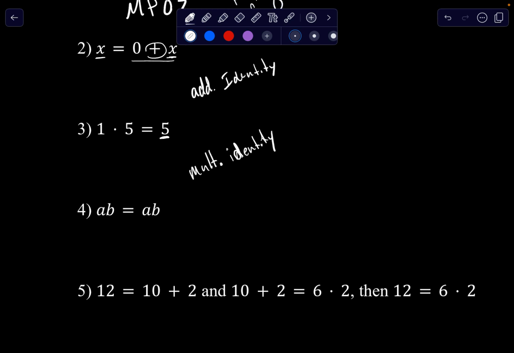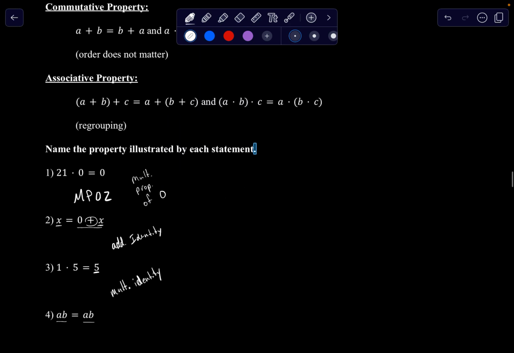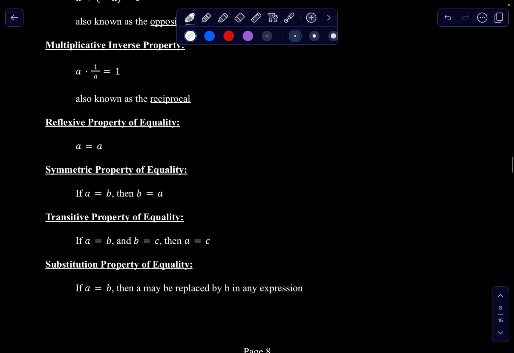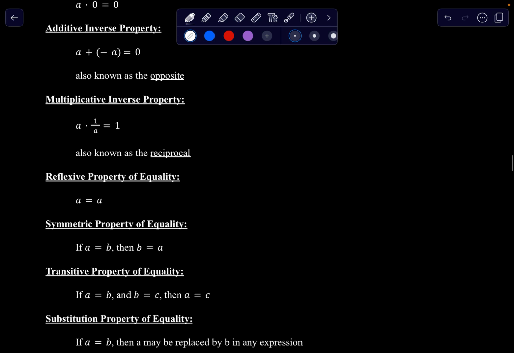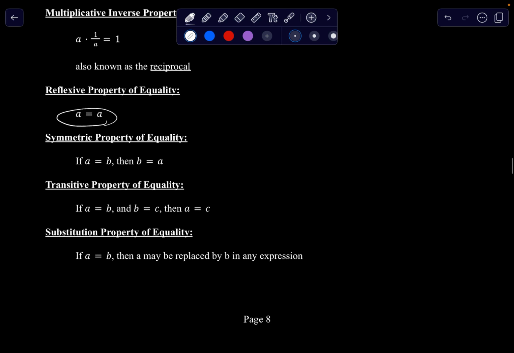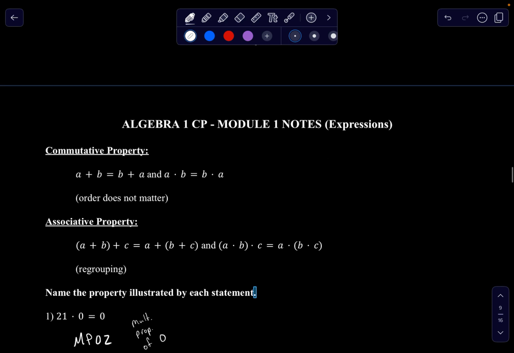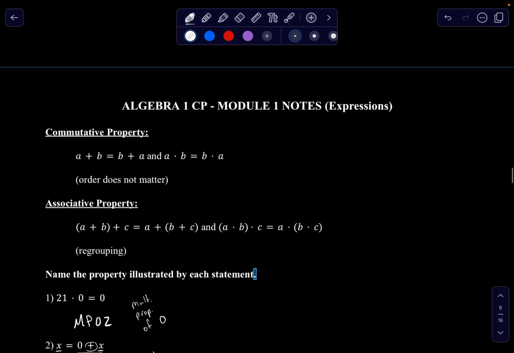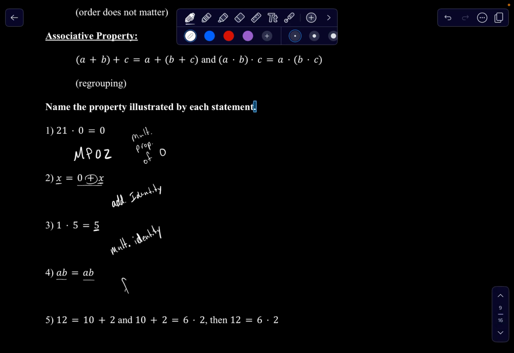Okay, if we look at the next one, a times b equals a times b. It's the same exact thing on both sides. So what I would do if I didn't know these is go back and look through my properties. Which one has the same exact thing on both sides? We know this one's a equals a, same thing on both sides. So I'm going to write that one down. Okay, so it's the reflexive property. So I'm just going to write reflexive.